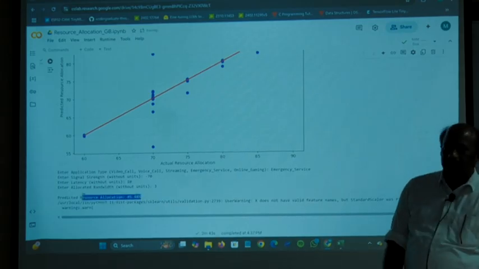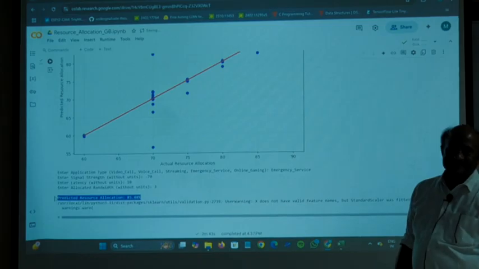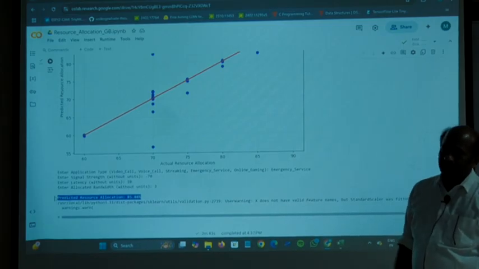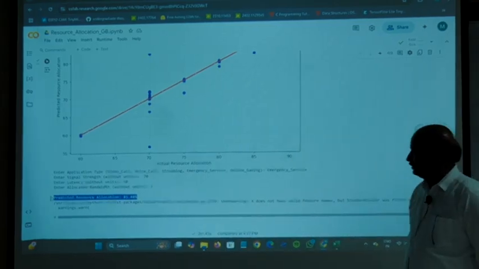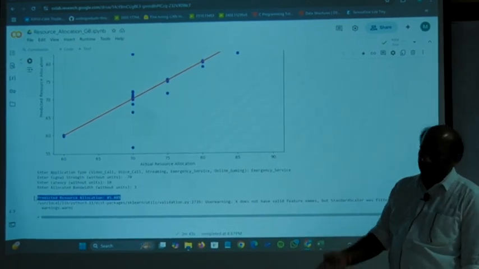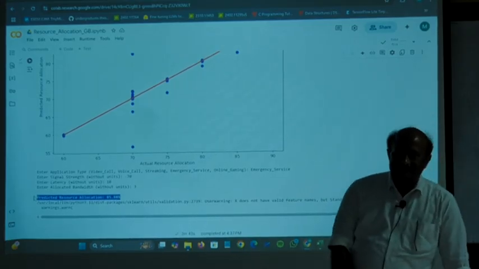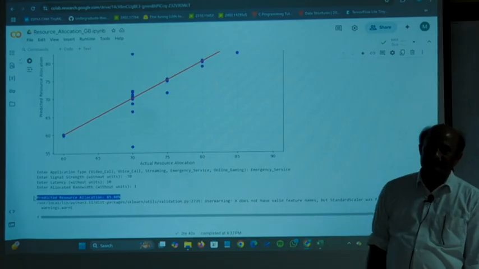Yeah, so with more accuracy you can predict, because it's an emergency service, top priority will be given to that. And even if you give more allocated bandwidth units, it is fine. But since you very rarely get an emergency call, it is not that all the calls will be emergency.